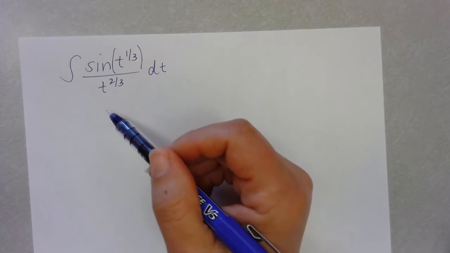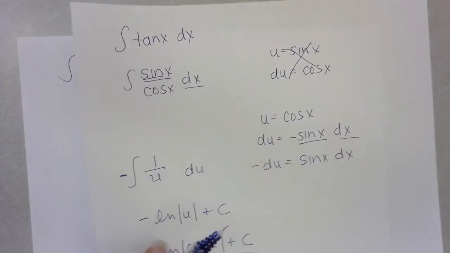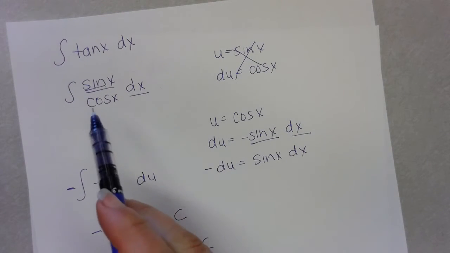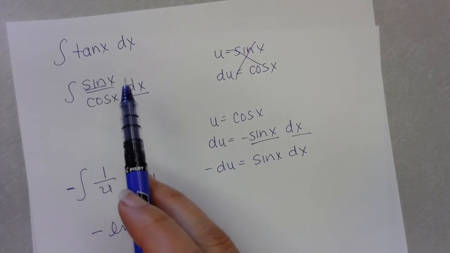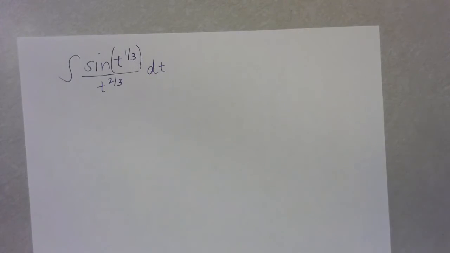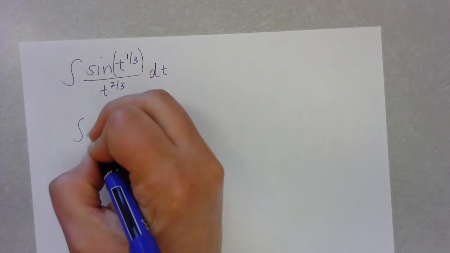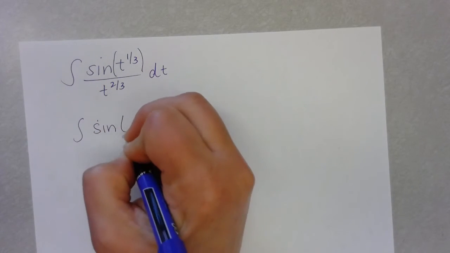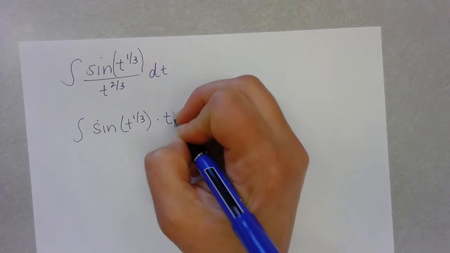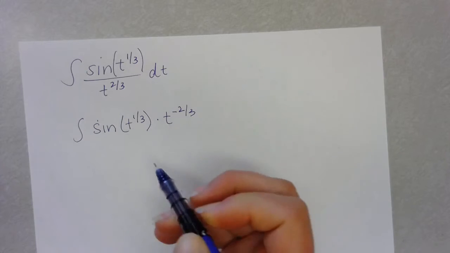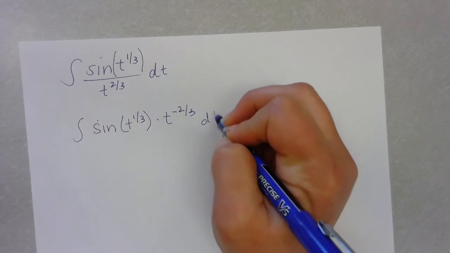And like I said with the previous one, in that one I had cosine, but I don't really have just plain cosine. It's really like sine times 1 over cosine. So this is the same thing. Another way to think of this would be that this is the sine of t to the 1/3 times t to the negative 2/3, because it's down in the denominator, and to pull it up, it would look like this, dt.